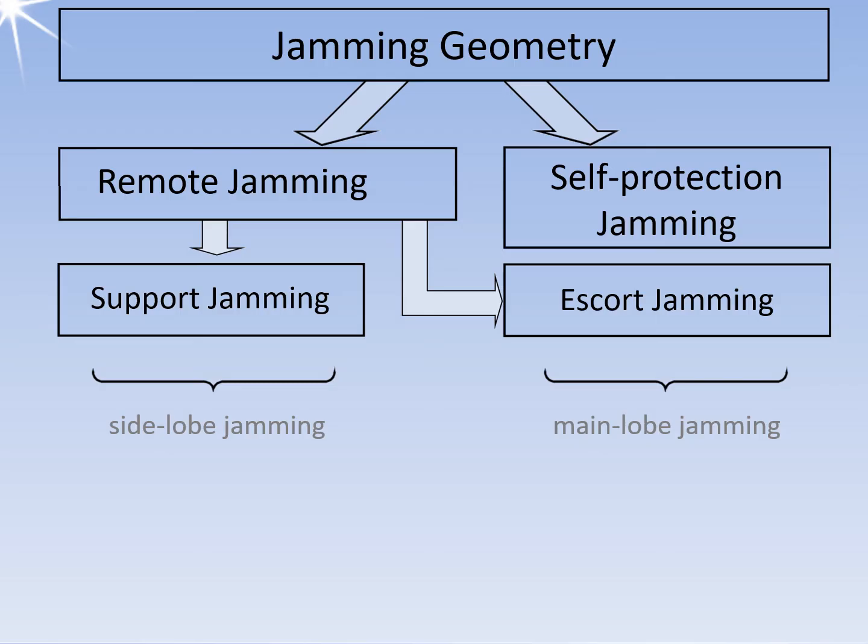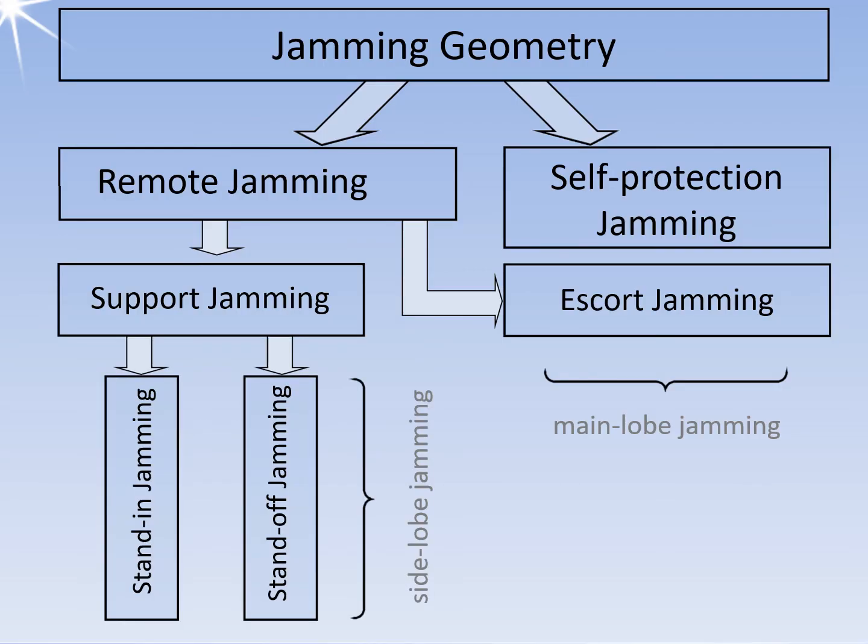If the escort platform is sufficiently close to the target, within the beam width of the radar's main lobe, the jamming to signal calculations are the same as for self-protection jamming. In support jamming or side lobe jamming, a jammer in a different platform is used to protect other platforms or fulfill other mission requirements. In stand-in jamming, the distance of the supporting jammer to the radar is smaller, and in standoff jamming the distance to the radar is larger than the distance of the aircraft to be protected.